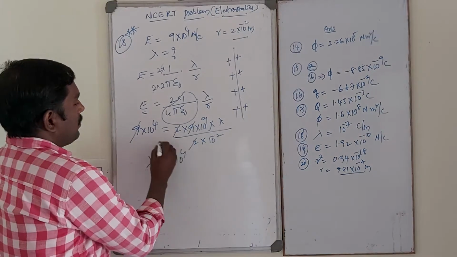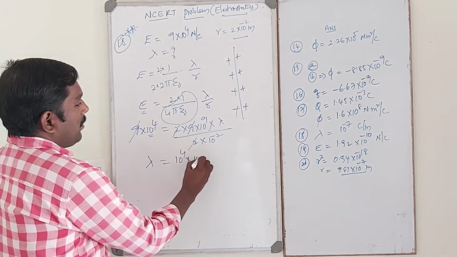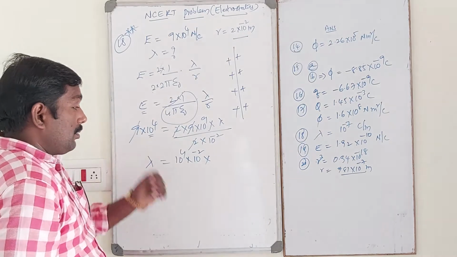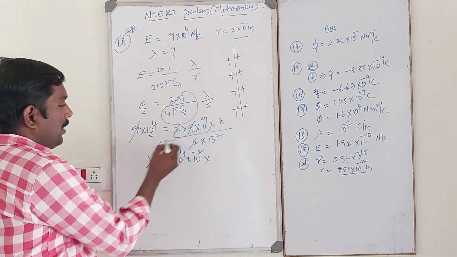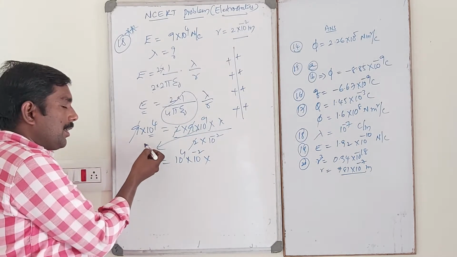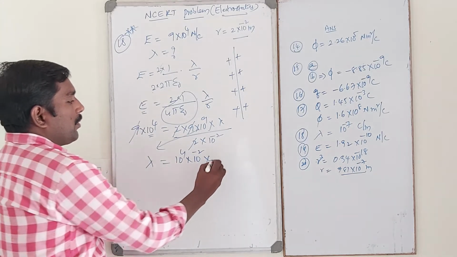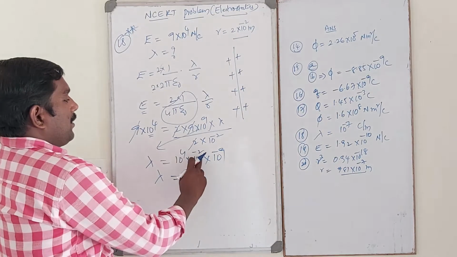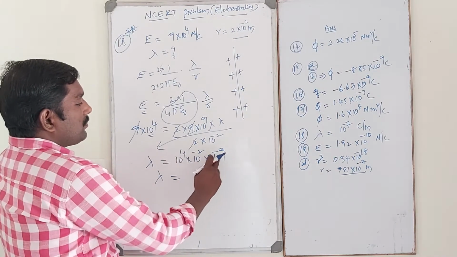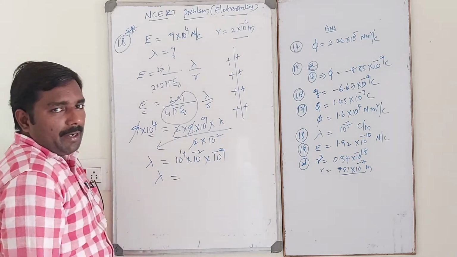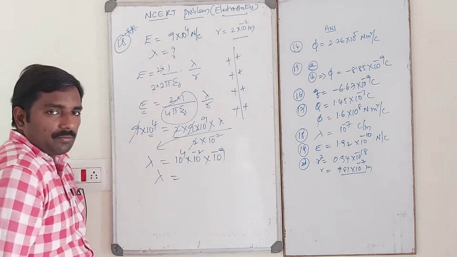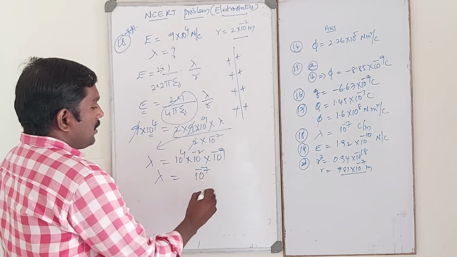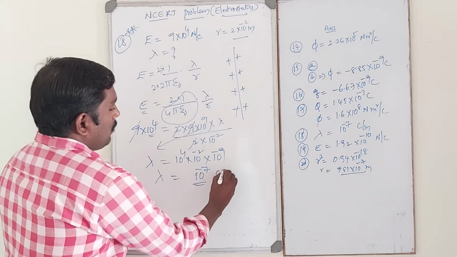So on cross multiplication, lambda is equal to 10 power 4 into 10 power minus 2, and 10 power 9 from the denominator goes to the numerator as 10 power minus 9. So lambda is equal to, 4 plus minus 11, minus 7, 10 power minus 7 coulomb per meter.